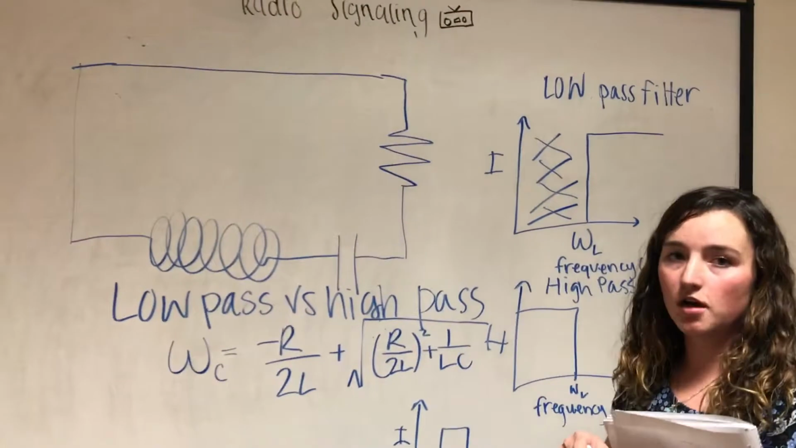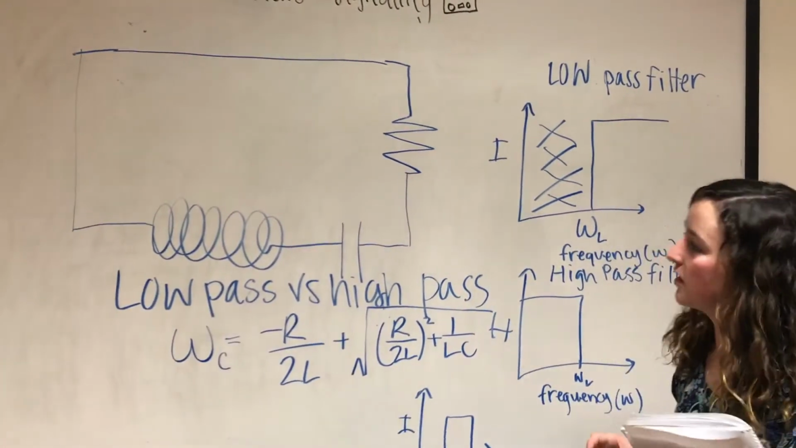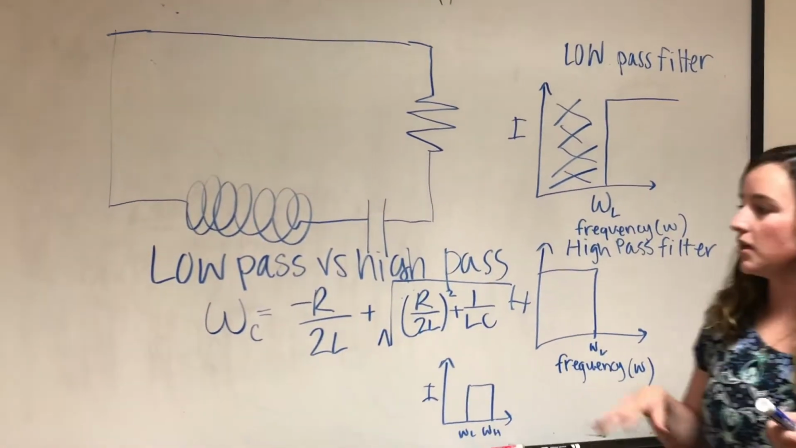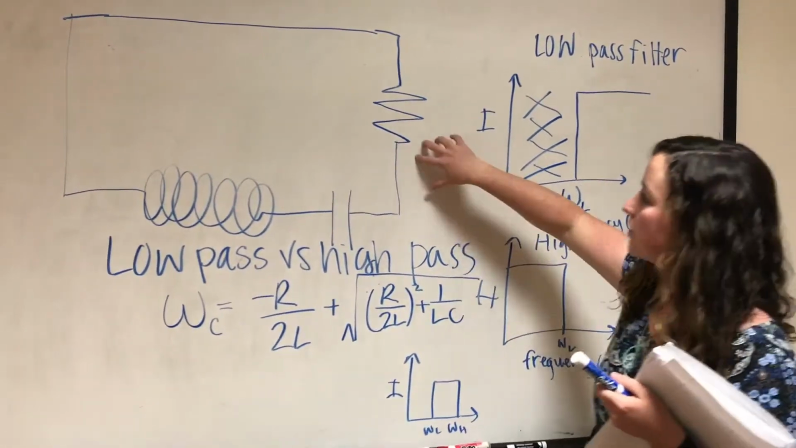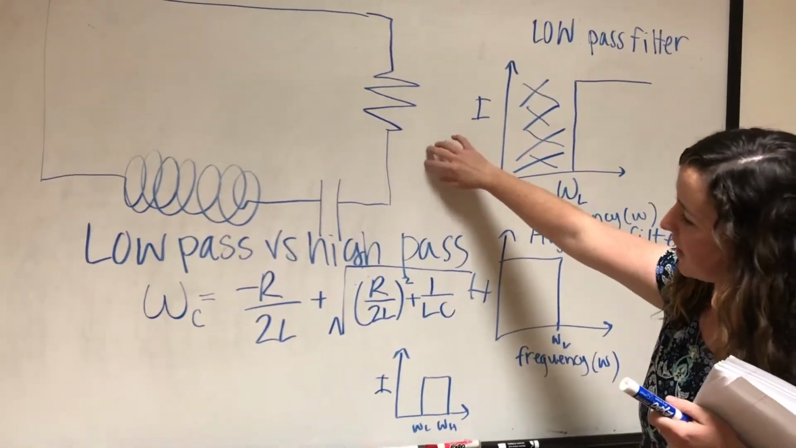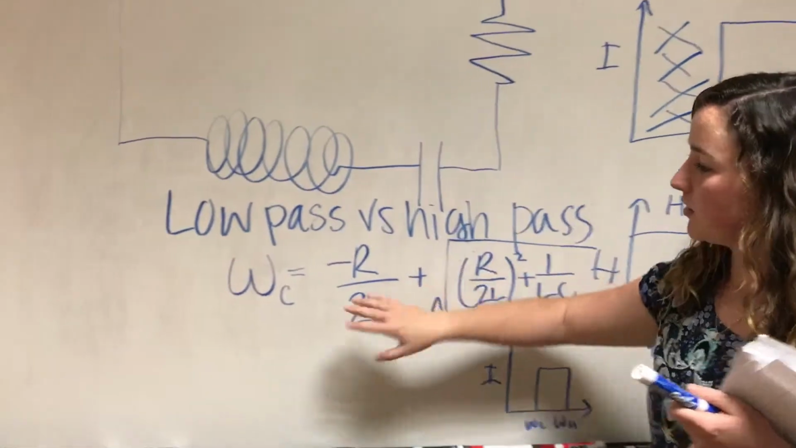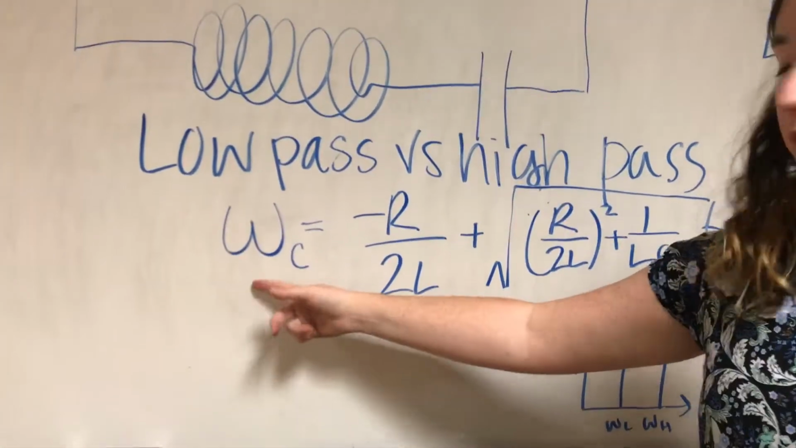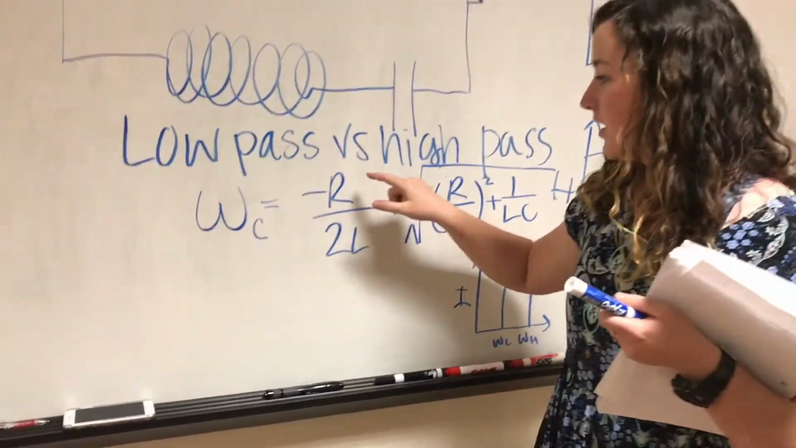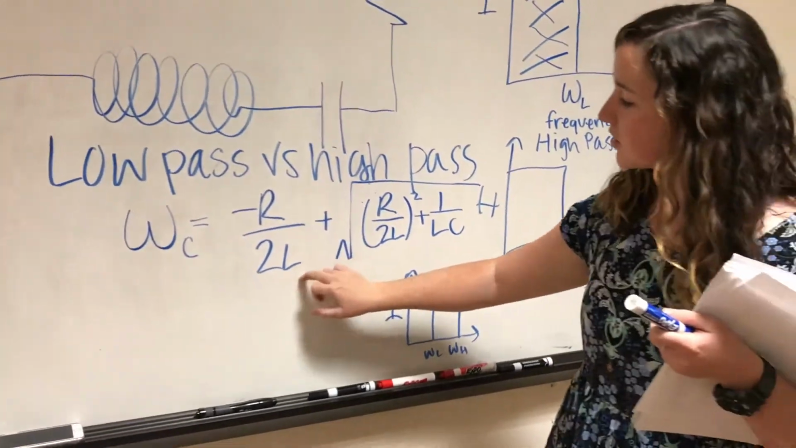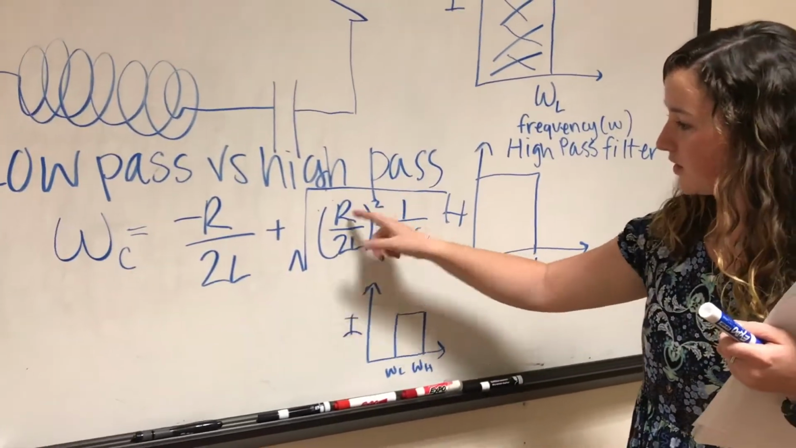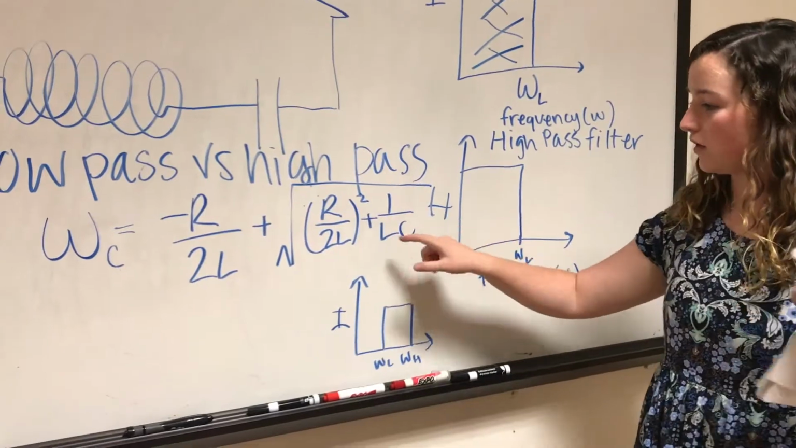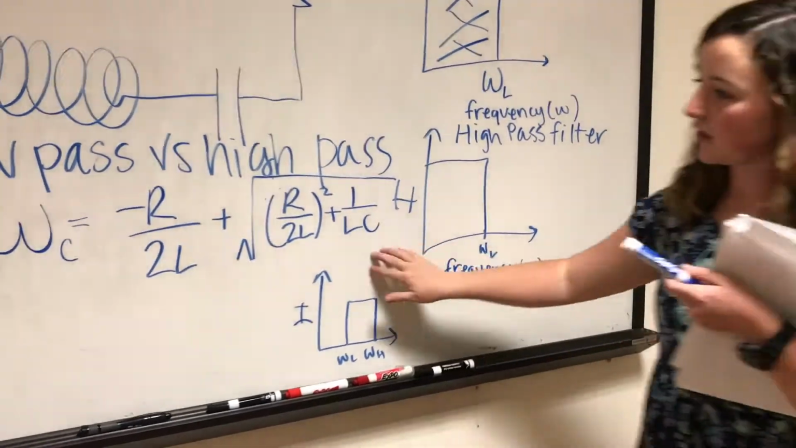So next up, we're going to talk about low pass and high pass filters and how they come together to create a bandwidth filter. So here's a circuit for a low pass or a high pass filter. And to find the resonance frequency, the formula is negative R (the resistor) over 2 times the inductor, plus the square root of (the resistor over 2 times the inductor) squared plus 1 over the inductor times the capacitor. So that's going to give your resonance.